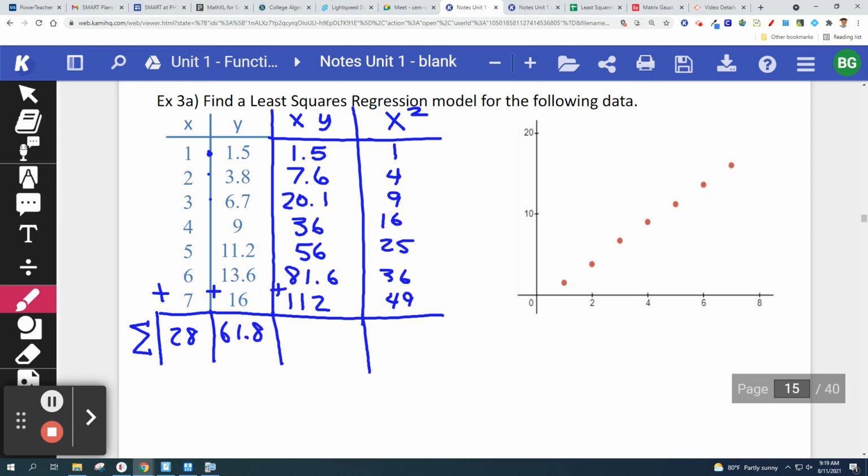I'm not typing all these numbers in. Add them straight down. Okay, add all those numbers in, and you get 314.8. Add all of these numbers, and you get 140. Those are the sigmas. Don't be scared of the Greek letter sigma. It just means sum. Those are the sums.